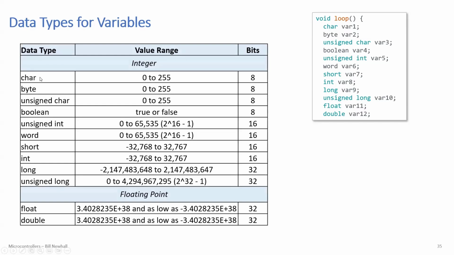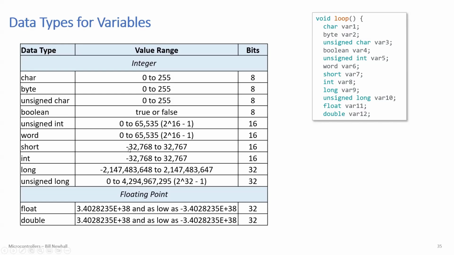So a char represents an integer, can store an integer 0 to 255. So it's an unsigned value. There's no negative values. Byte and unsigned char, they're all the same thing. Okay. Boolean is a true or false value, and it's typically 0 or 1, but we take 8 bits to store that anyway. We like to stay on byte boundaries often. Unsigned integer, 0 to 65,535. That's 2 to the 16 minus 1. This is a 16-bit value. A word is a 16-bit unsigned value.